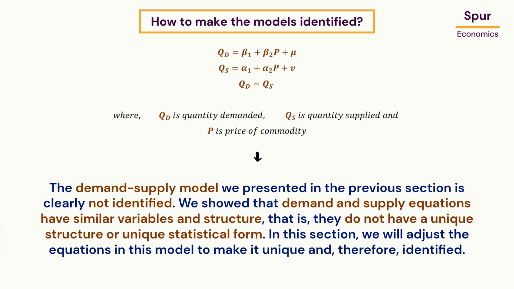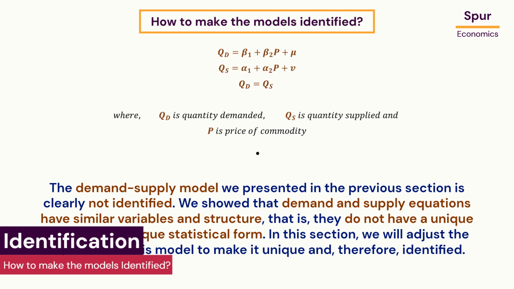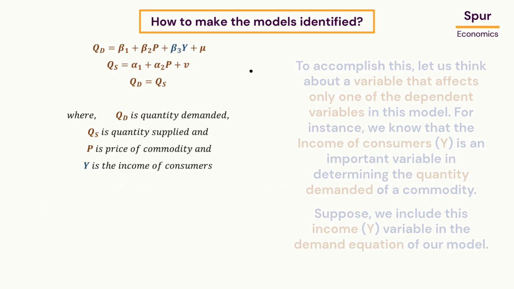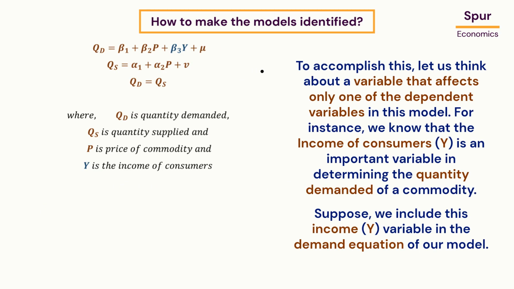The demand-supply model we presented in the previous section is clearly not identified. We showed that demand and supply equations have similar variables and structure, that is, they do not have a unique structure or unique statistical form. In this section, we will adjust the equations in this model to make it unique and, therefore, identified. To accomplish this, let us think about a variable that affects only one of the dependent variables in this model.